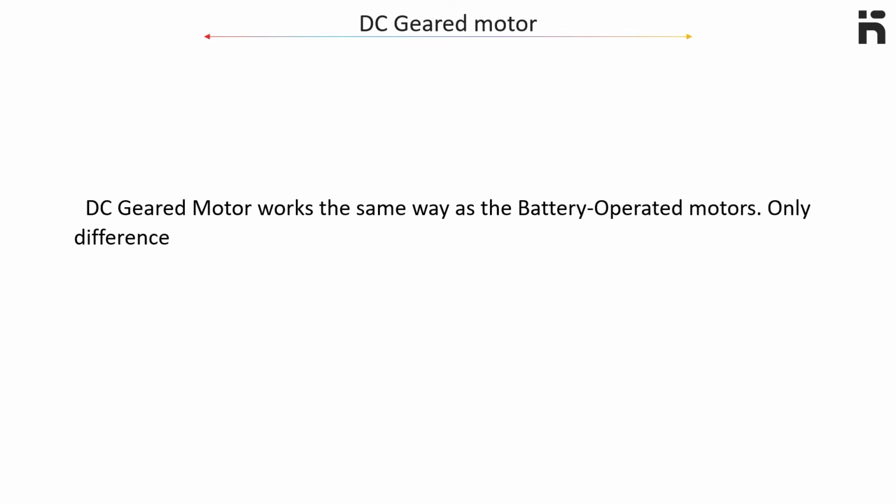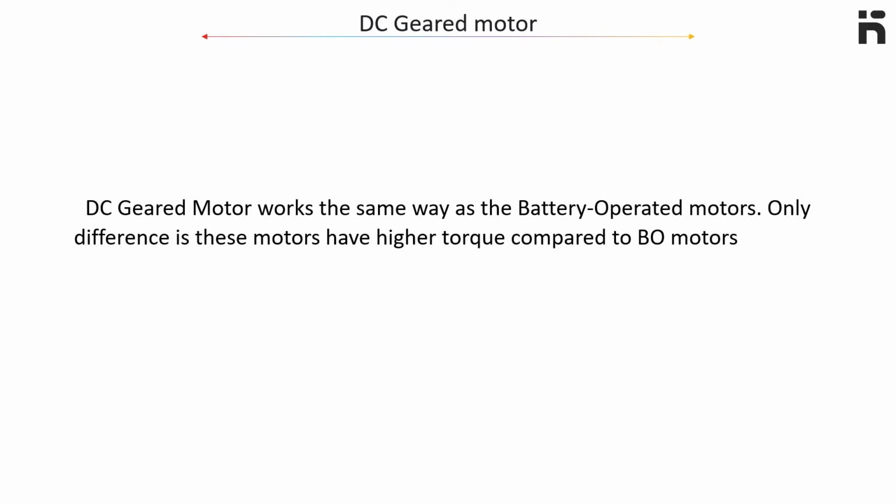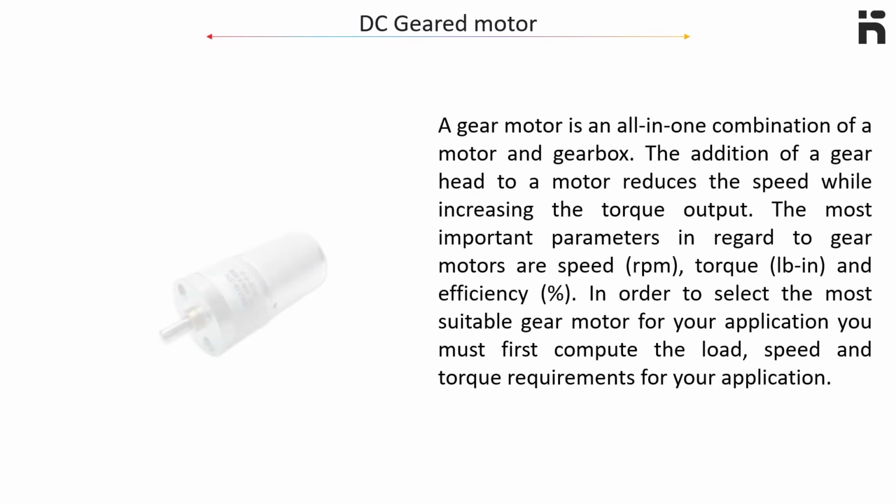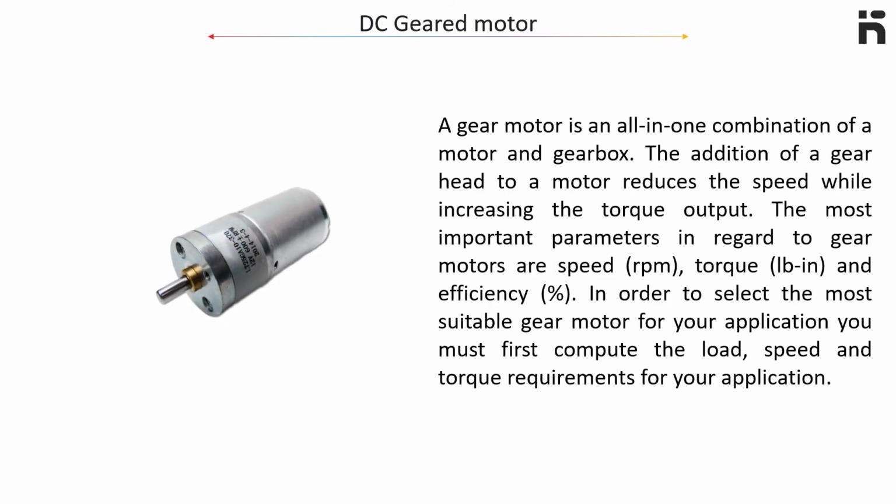DC geared motor. DC geared motor works the same way as the battery operated motor. The only difference is these motors have higher torque compared to the battery operated motors and also require higher voltage, that is 12 volt, to operate. A gear motor is an all-in-one combination of a motor and a gearbox. The addition of a gear head to a motor reduces the speed while increasing the torque output.